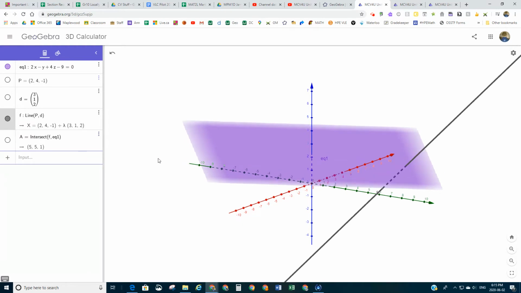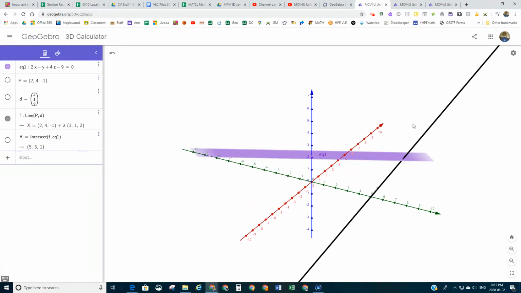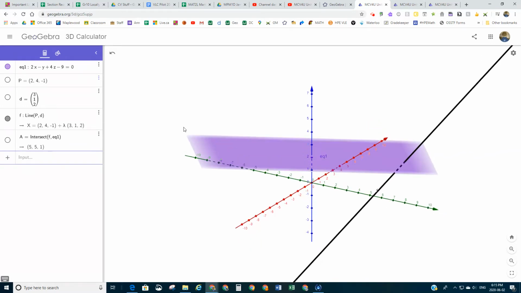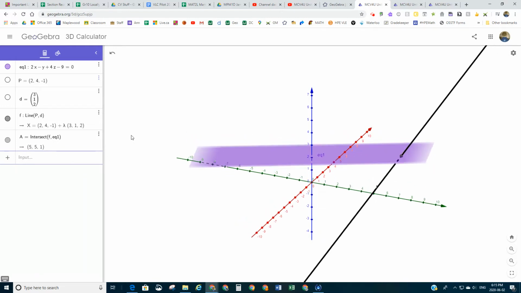So if I move it around, you can actually see it piercing through the plane a little bit even better there. And GeoGebra actually allows us to do the calculation to find the intersection, and it finds that the intersection is a point, the point 551. And like I said, you're going to do example 1 and find out that that is the answer to that example. So it comes through.